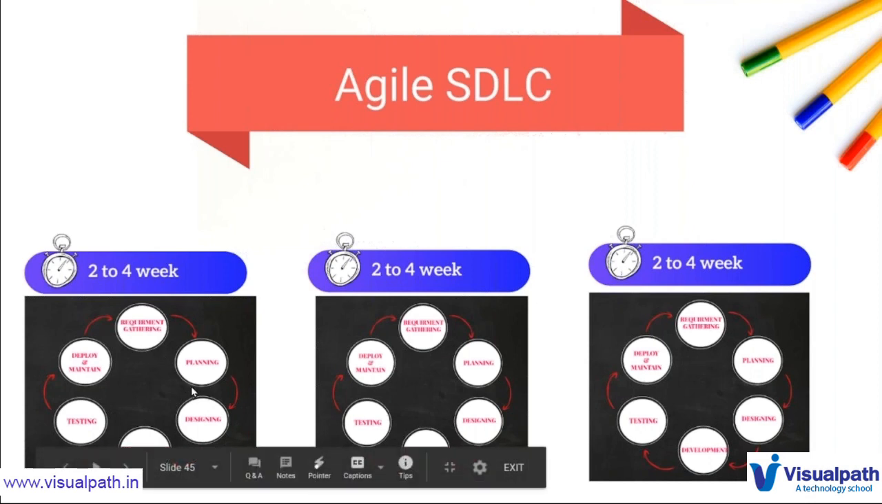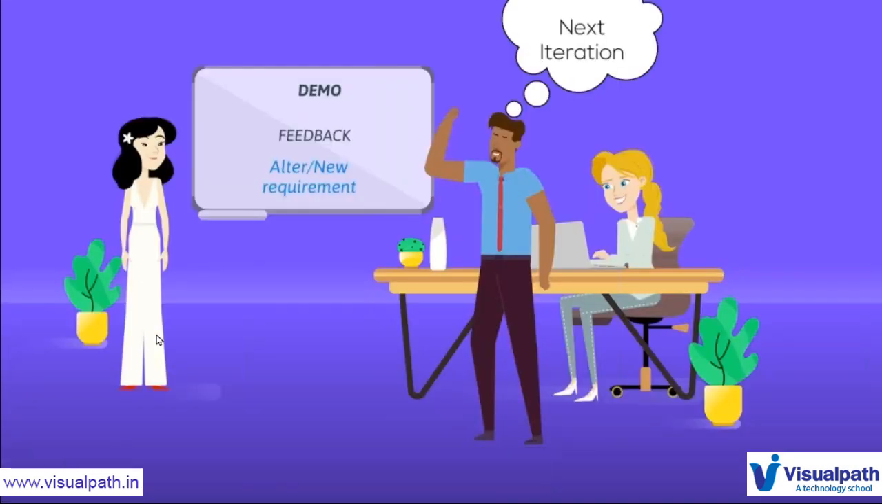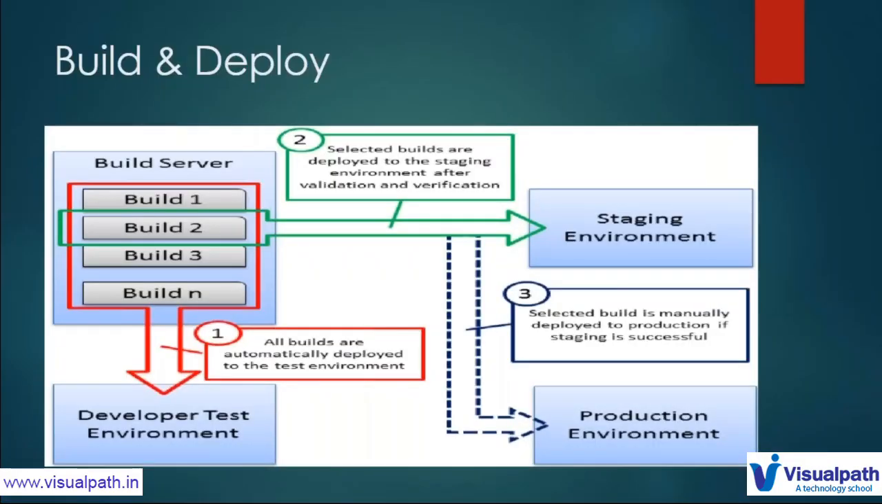Requirement will be already gathered, right? There'll be designing, developing, testing, deploy, and maintain. Okay, so things are divided now, right? And we give the demonstration, we get the feedback, and whatever feedback can be implemented in the next iteration. Okay, this sounds pretty awesome, right? Totally suits today's time. Apt.